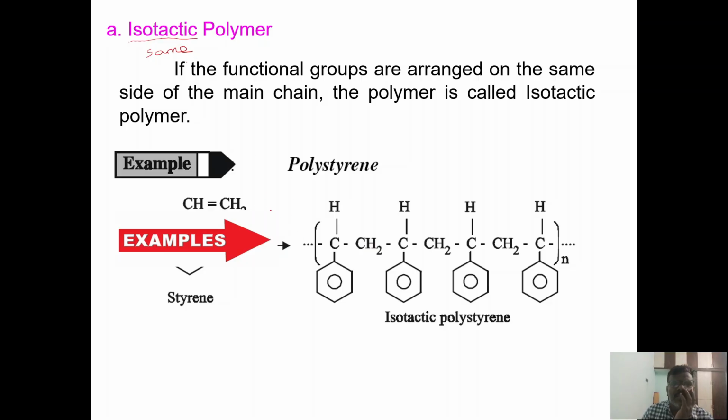The reactions you can see here, we have a polymer, that is polystyrene. We start with styrene. Here there is a phenyl group. So what happens after the polymer reactions? You see that all the phenyl groups are substituted as a branch at the bottom side. So that's why we call it isotactic. Iso means same side.